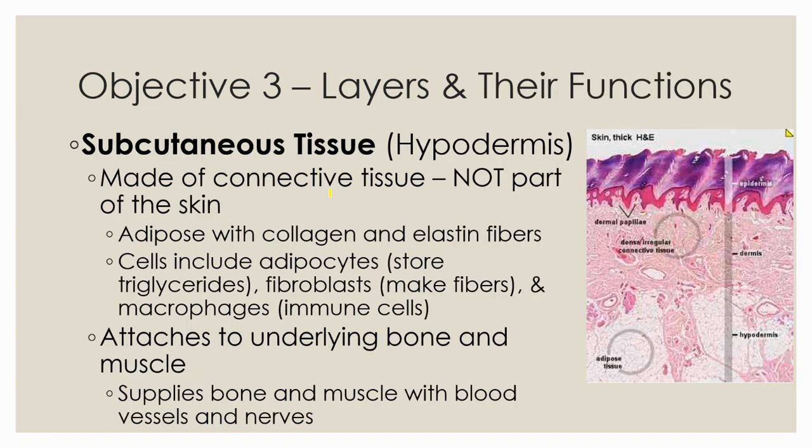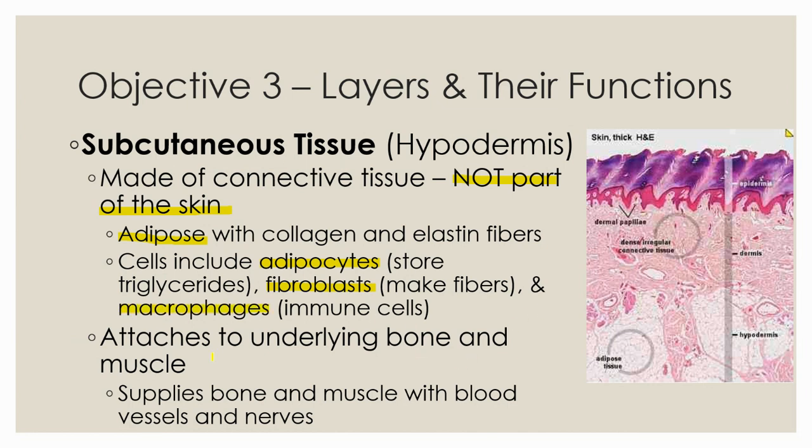And then we have our final layer, which was the subcutaneous, which means below the skin, or the hypodermis. Remember, this is not part of the skin, but it does have important functions in terms of the integumentary system. It's mostly composed of adipose, and then there are some protein fibers as well. We have adipocytes, or fat cells, and they store energy, store fat. There are fibroblast cells that create these fibers. And there are also some immune cells called macrophages.